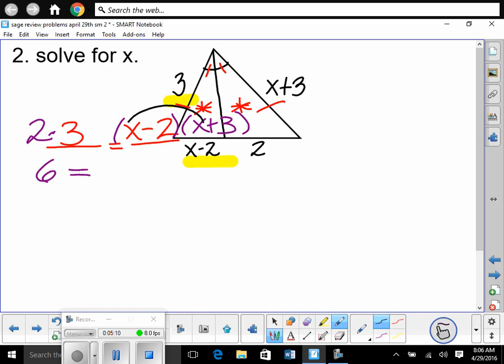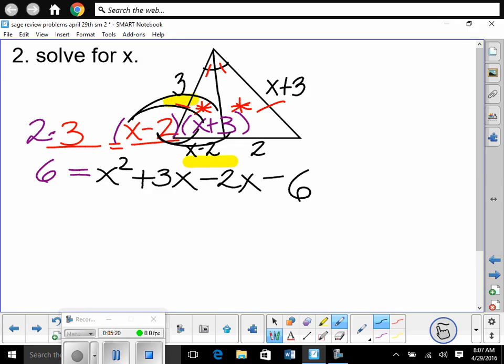So x times x is, so we have x squared plus 3x minus 2x minus 6. Now it's testing. Do you know how to multiply a polynomial? Yeah, we do. Okay. So we have 6 is equal to x squared plus x minus 6. Aren't we solving for x? Isn't that our goal? Now it's testing. Can you solve a quadratic? Can we? How do we do that?